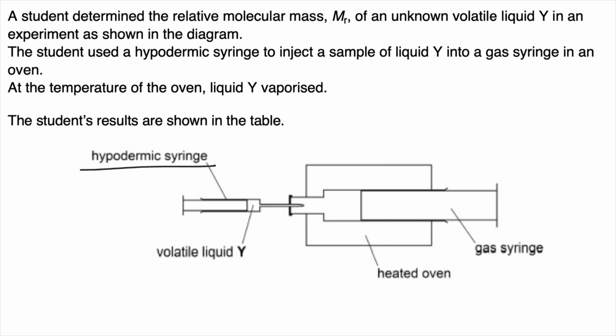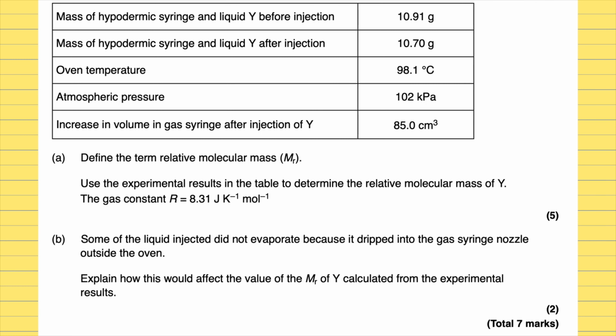So we've got the syringe, we've got volatile liquid, it's being passed into a gas syringe, so we're collecting the volume of gas, and we've got an oven here. Okay, so mass of hypodermic syringe before injection, mass of syringe after injection. So obviously this is going to tell us the mass that went into the oven or into the gas syringe. We've got the oven temperature, we've got the pressure, and we've got the increase in volume of gas. So we're assuming that the gas syringe was on 0, and then afterwards it provided that value there.